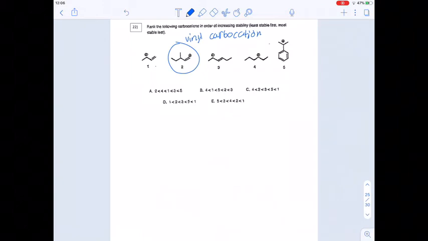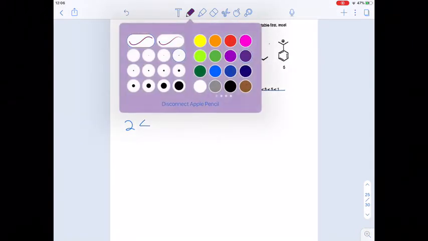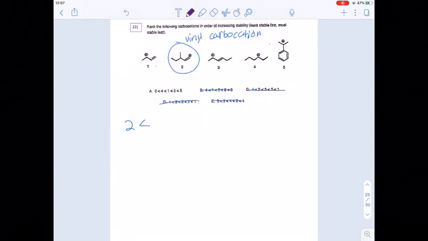Okay, so looking for anything that pops out as weird, we see that number 2 is a vinyl carbocation. And these are statistically like the least stable carbocations. They're even less stable than primary. So we should eliminate any answer choice where 2 is not the first one. And that actually gives you the answer of A. But we can go ahead and keep ranking them.